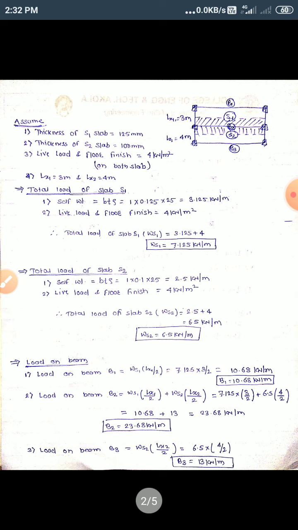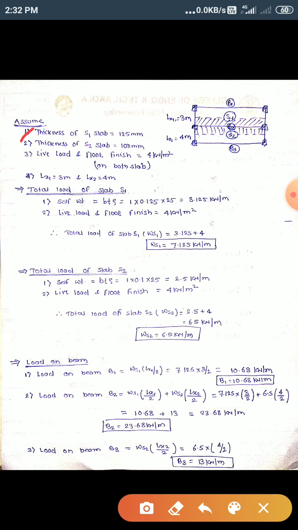here we will consider one example of how load transfers to the beam. Assume the thickness of the S1 slab is 125 mm, and the thickness of the S2 slab is 100 mm, with a live load and floor finish of 4 kilonewton per meter square on both slabs. Here we are considering the same live load and floor finish on both slabs, but we are varying the thickness of the S1 and S2 slabs. Then we are considering different span lengths, the short span LX1 is 3 meter and LX2 is 4 meter.